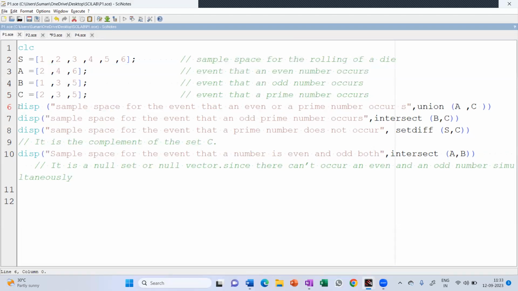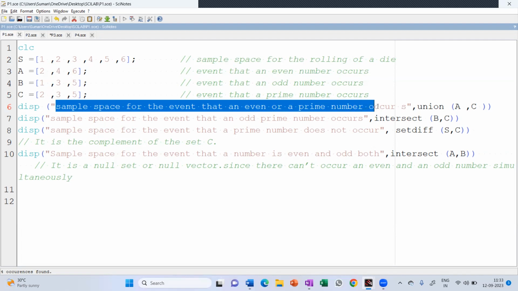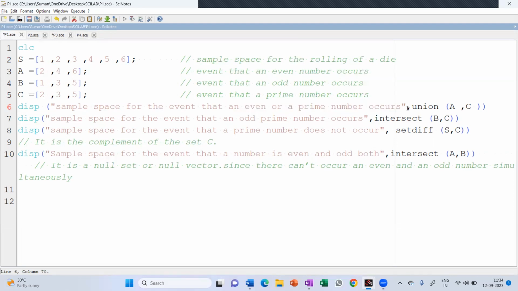The first question was that a number should be even or prime. So A or C. So union of A and C we are going to take. So you can see the output. For output, we have to give command disp. Unless we give command disp, nothing will be shown on the console window. Whatever we write in the double quotes is displayed as it is on the console. What is it going to display? Sample space for the event that an even or prime number occurs. And the answer is going to be union of A comma C.